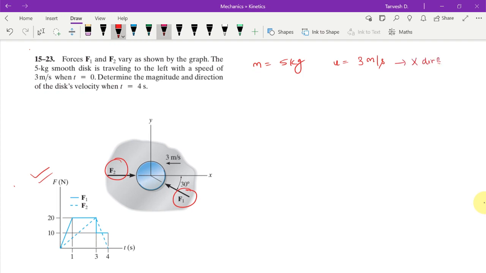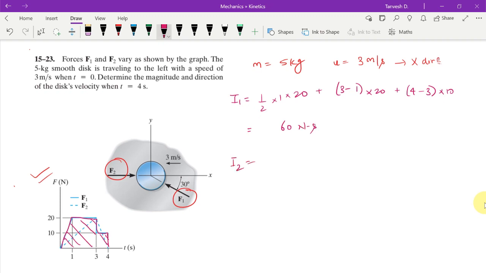Okay, so fine. Impulse I1 I will write. I1 is nothing but the area under the graph, this area like this. So that is given by half into 1 into 20 plus 3 minus 1 into 20 plus 4 minus 3 into 10, which is equal to 60 newton seconds. This is your I1. I2 will be given by the area of the triangle, this area. So it is half into base into height, which is equal to 40 newton seconds.